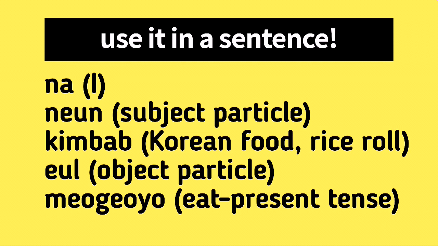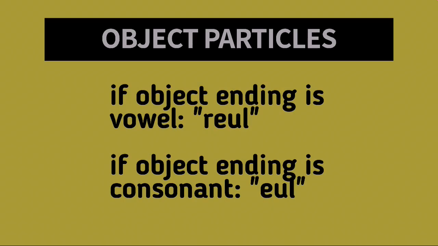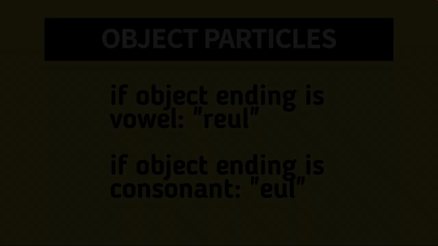Now let's focus on kimbap을. Kimbap is a Korean food and ul is used as an object particle. Since kimbap is the object and its last letter is a consonant, we will be using ul as the object particle to form kimbap을. The general rule for object particles is that if the object ending is a vowel, we will use rul, and if the object ending is a consonant, we will use ul.